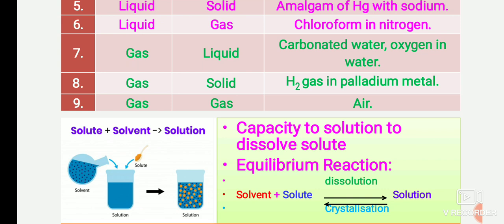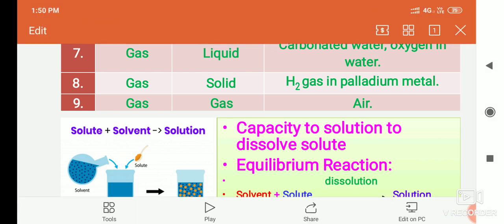Next type, gas solid. Here solute is gas and solvent is solid. H2 gas in palladium metal. Next example, gas. Here solute is gas and solvent is also gas, and the best example of this is air. In air there is oxygen, carbon dioxide, nitrogen, and many other rare gases.